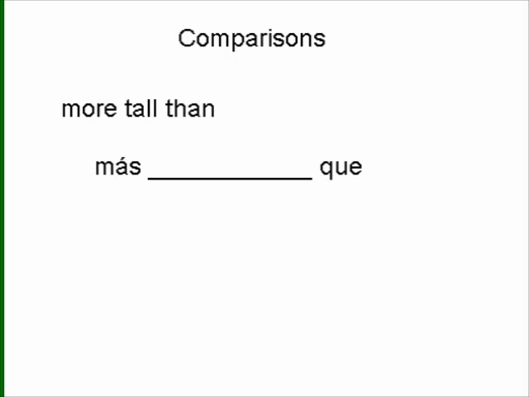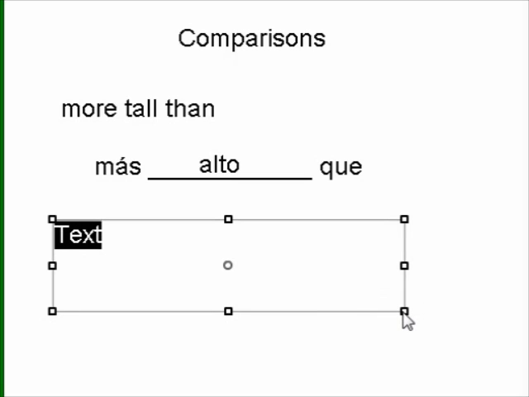So to say more than, we use the phrase más que with the appropriate adjective in the middle. In the example that we've been using, taller or more tall than, we would use the adjective alto, which means tall. Now since this is an adjective, we do have to follow the rules for adjectives. We have to make sure that it agrees in number and gender with the person or people that it describes. So let's take a look at a couple of examples of that.